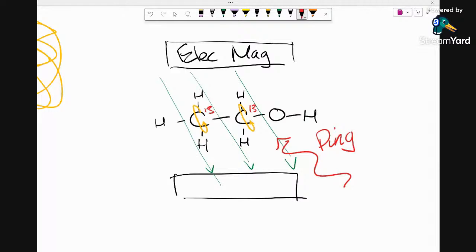And what this ping is going to do is cause this one here to go into resonance. This is why it's called NMR, because it's nuclear magnetic resonance. This one here is now going to start to oscillate. It'll all of a sudden go crazy. It's actually technically moving between the two spin states. So it's alternating between these two spin states, going backwards and forwards between the two. And this now absorbs the ping.